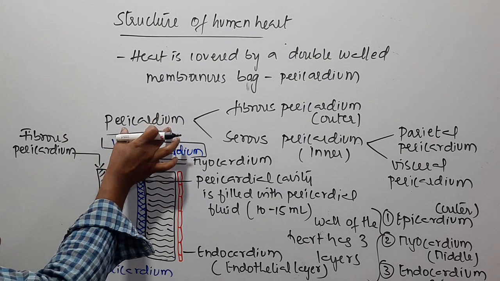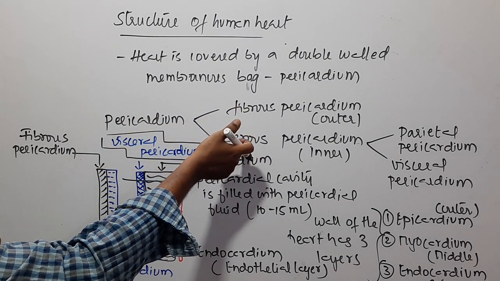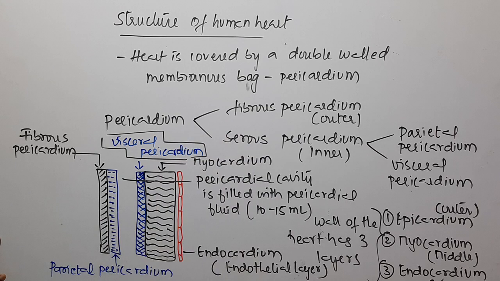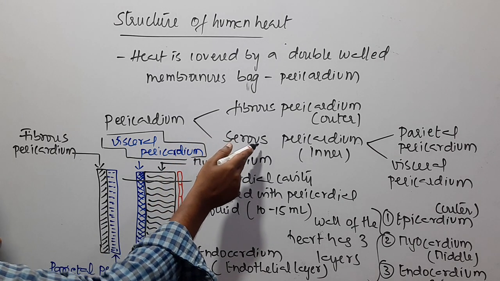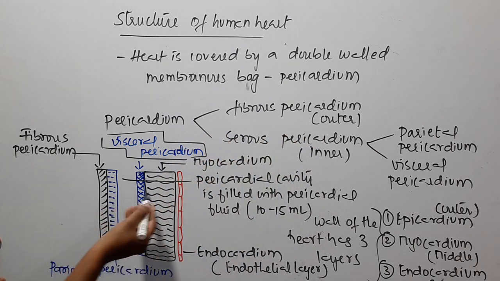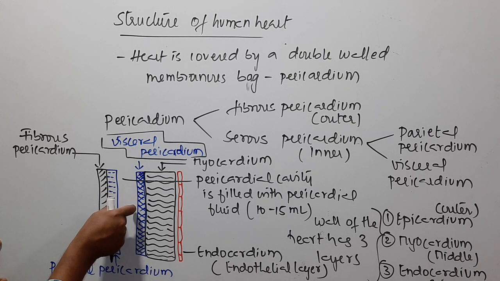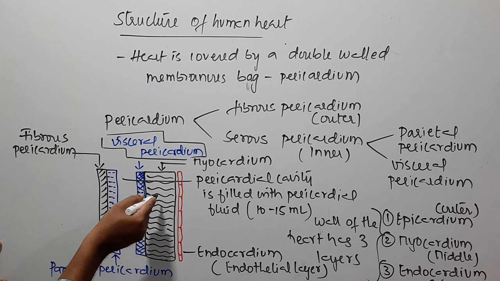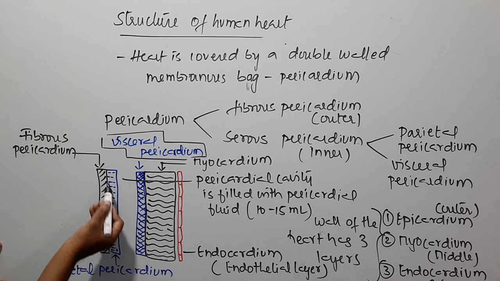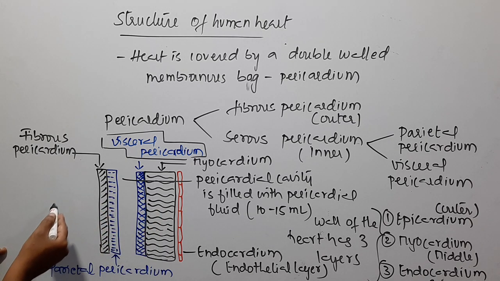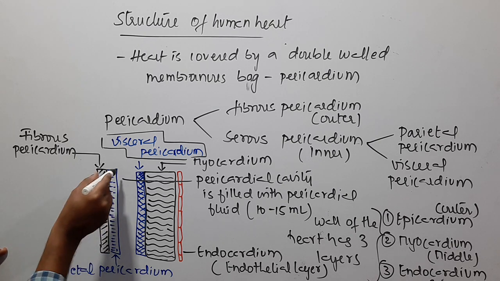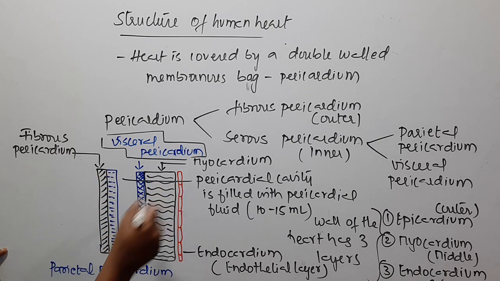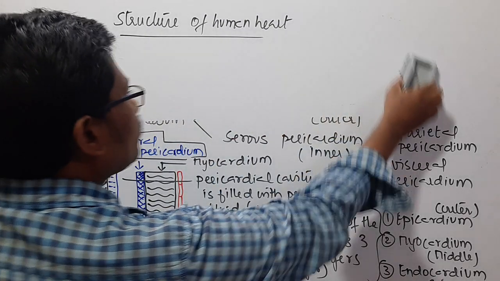As I mentioned, pericardium has two layers, that is fibrous and serous pericardium. The serous pericardium you divide into two layers, the parietal and visceral. Visceral will be in close contact with the myocardium, whereas the parietal will be in contact with the fibrous pericardium. You will find a gap between these two, and it is filled with the pericardial fluid.